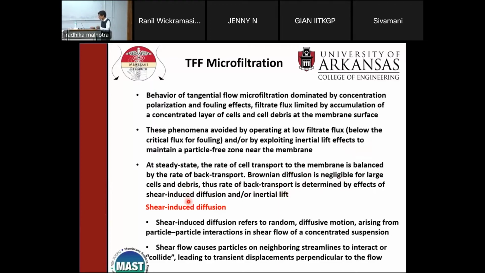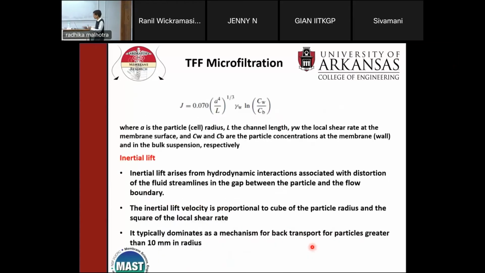And so I've talked now about shear-induced diffusion. So shear-induced diffusion refers to the random diffusive motion arising from particle-particle interactions in a shear flow of a concentrated suspension. Shear flow causes particles on neighboring streamlines to interact or collide, leading to transient displacement perpendicular to the flow. So that's fairly complex, but basically the theory of fluid mechanics would predict all this, okay? So these are just other back migration mechanisms.